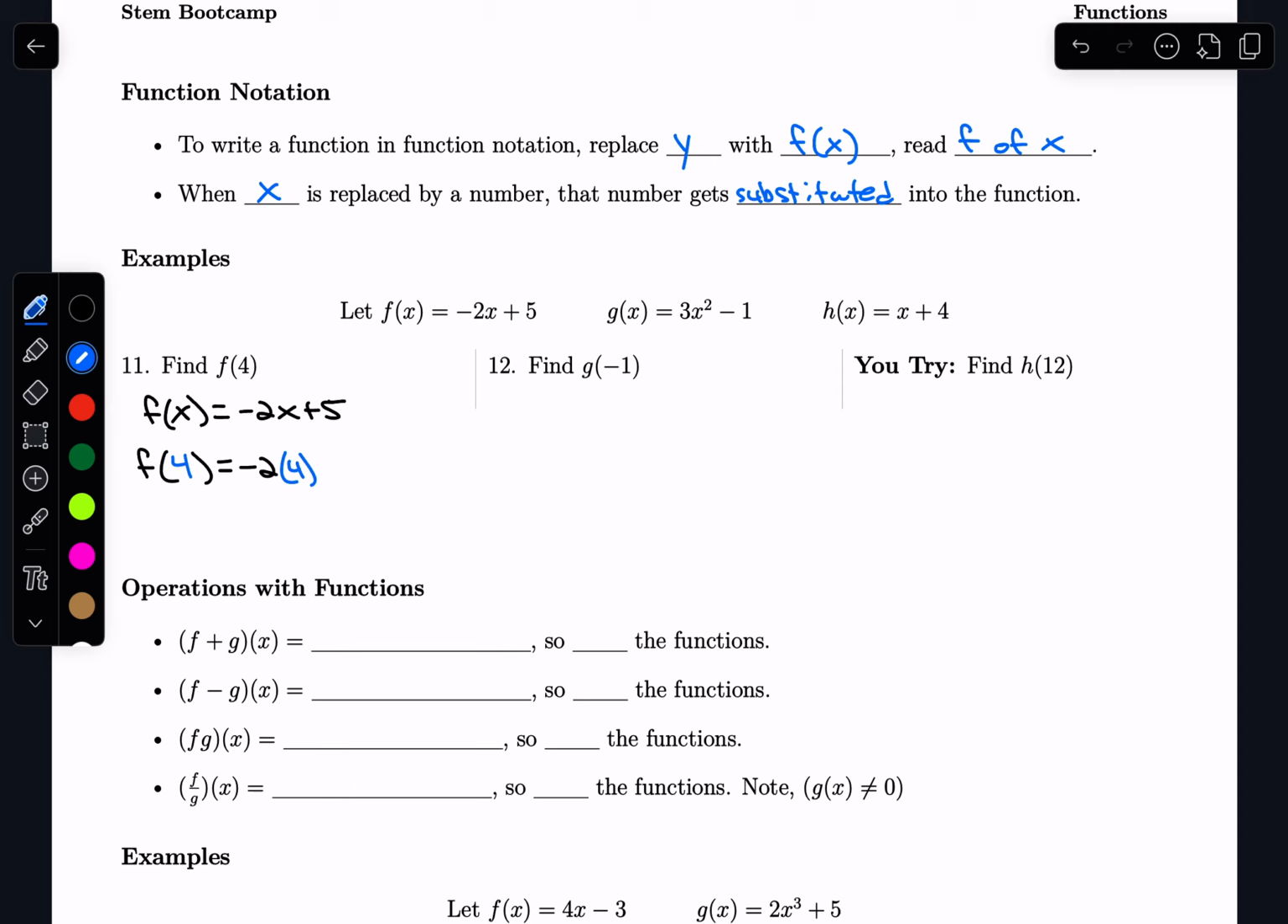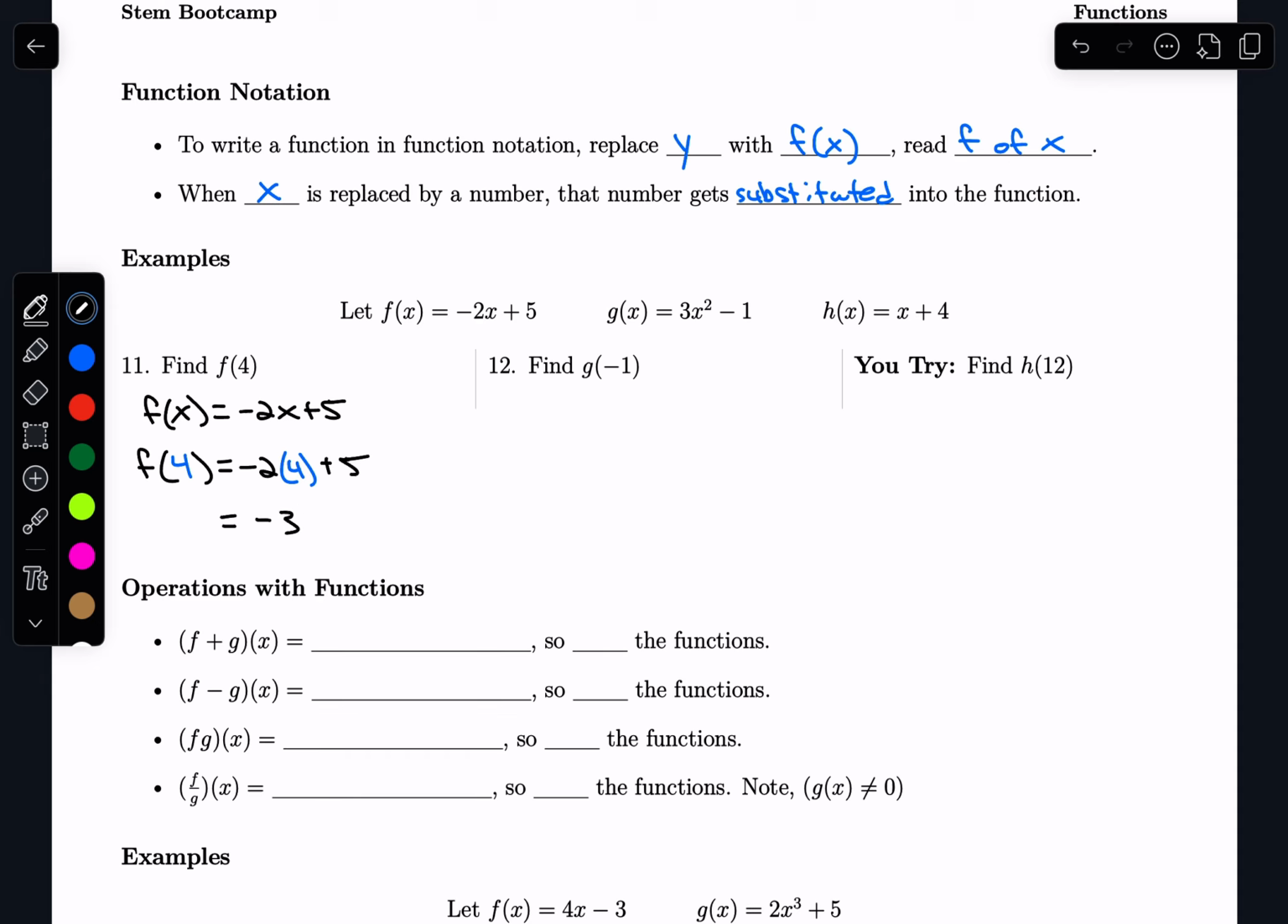I'm going to replace the letter x with a 4 in parentheses, because remember, you always use parentheses when plugging in to make sure you don't lose any meaning. We don't want that to say negative 24. We want it to be negative 2 times 4. And then now we just reduce this to a number. So negative 2 times 4 is negative 8, plus 5 gives us negative 3.